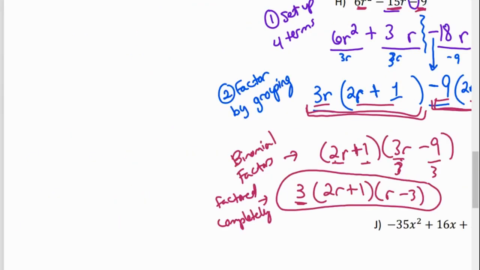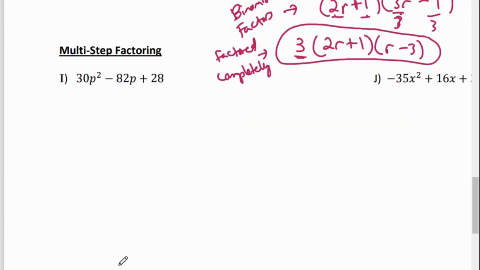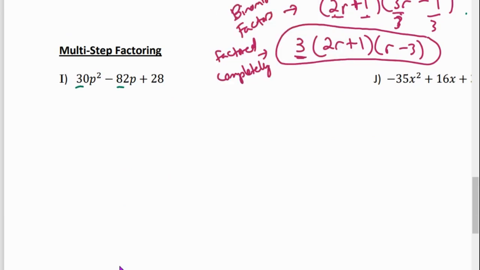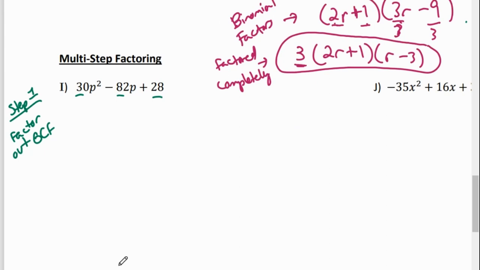All right. Look at example I. So this time we're going to remember to factor out a greatest common factor first. Look at all 3 terms. So step 1 is to factor out our greatest common factor. So 30, 82, and 28. If you look at your factor sheet, what's the largest number or the largest factor that all 3 of them have in common?